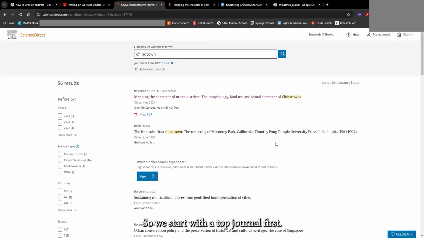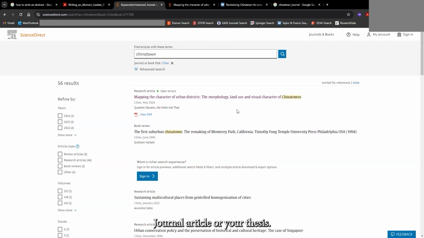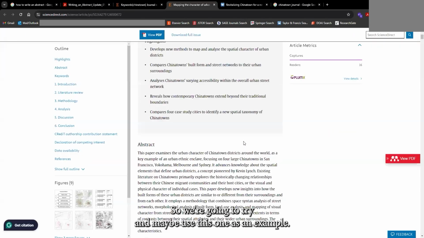So we start with a top journal first. Now, use the key term or use your existing library of your key references of the study. You should have already got one if you're writing a journal article or your thesis. So pick an existing article that you think is done to a very high quality, in a very high quality journal, obviously. We're going to try and maybe use this one as an example.